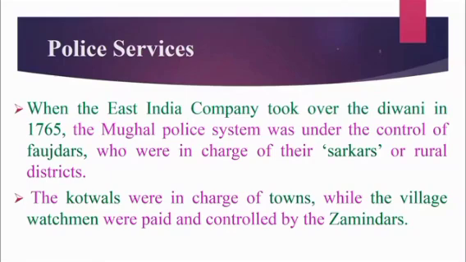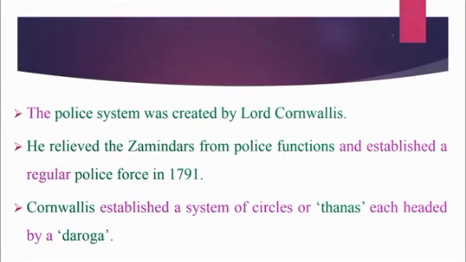Faujdars. Then, the kotwals were in charge of towns, while the village watchmen were paid and controlled by the zamindars. The police system was created by Lord Cornwallis. So students, make a note of it. He relieved the zamindars from police functions and he established a regular police force in 1791.